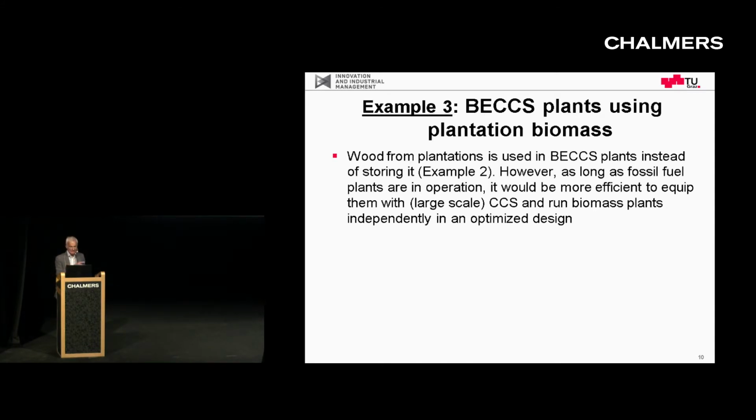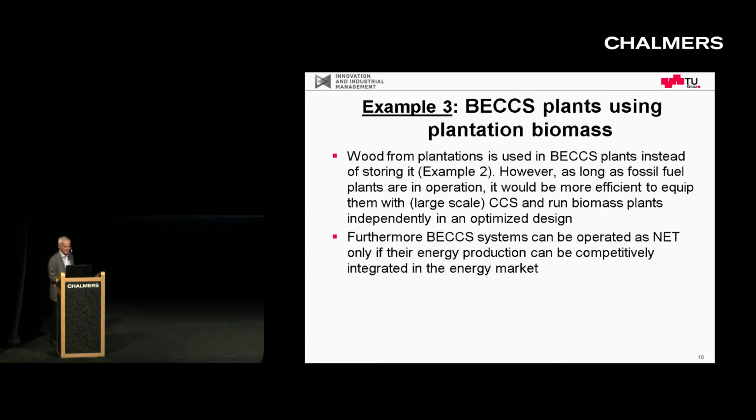So both ends of a BECCS influence each other in a negative fashion, depending on each other. Furthermore, BECCS systems can be operated as NET only if their energy production can be competitively integrated in the energy market. So you might technically be able to build a BECCS plant, but then you need to sell the electricity under these conditions in the open energy market. Otherwise, it's not viable.